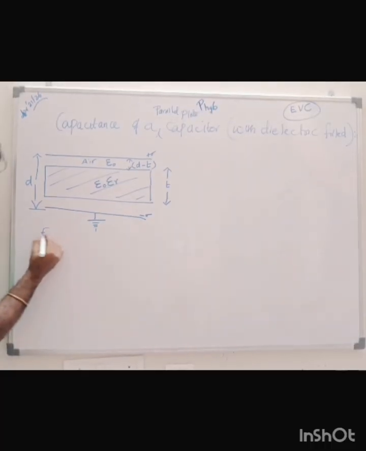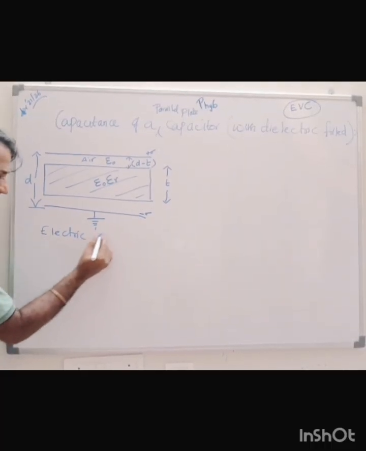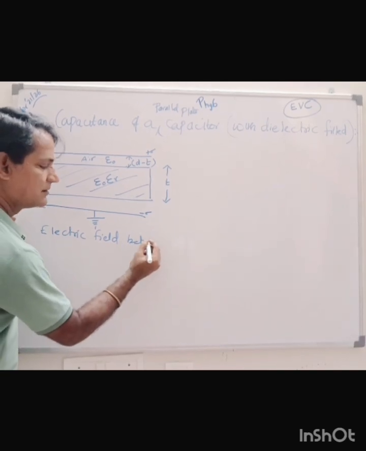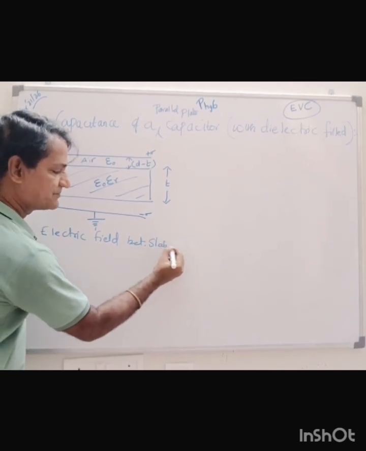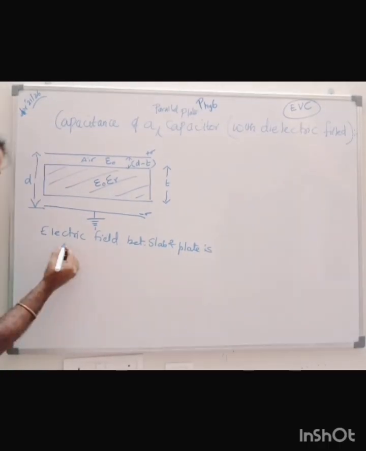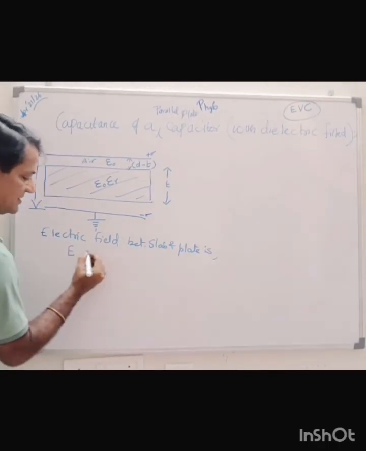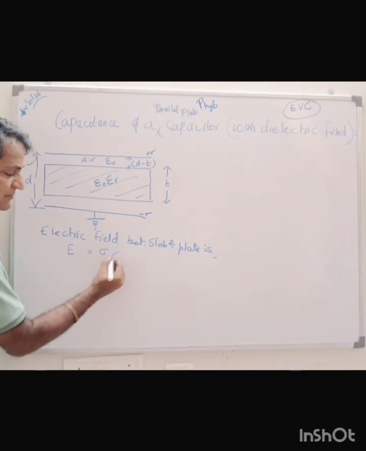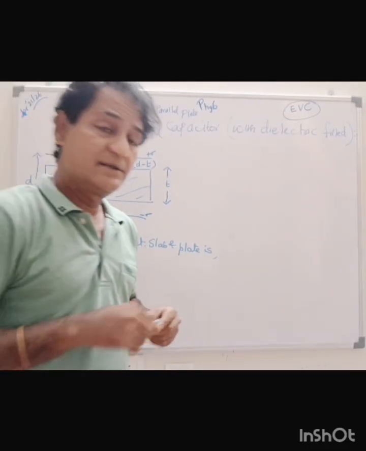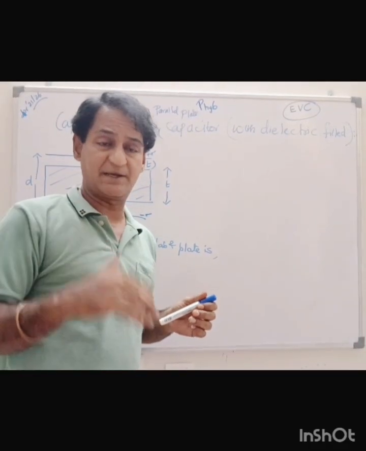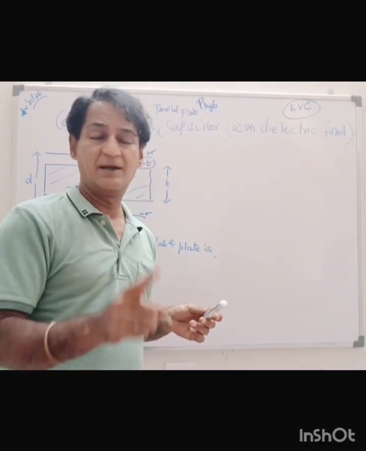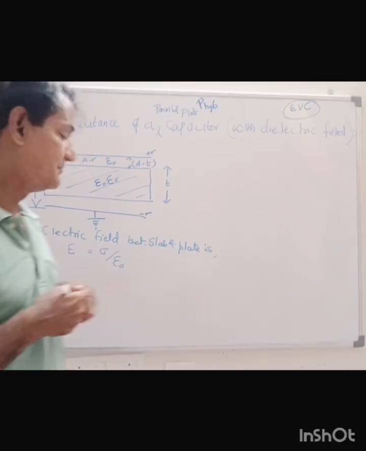So first, the electric field between slab and plate is taken as E, which is nothing but sigma by epsilon naught. According to Gauss law, the electric field between the two plates of a capacitor is always sigma by epsilon naught. For a single plate, it is sigma by 2 epsilon naught, right?